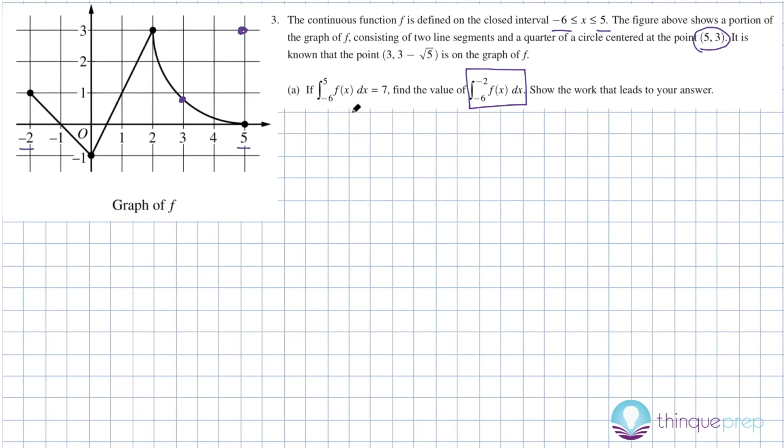And if you remember, the geometric way of interpreting the integral is the area under the curve. So we're trying to find the area there. And what's the really rude part about this question? We don't have the graph that goes from -6 to -2. So here's the theorem that we need to use.